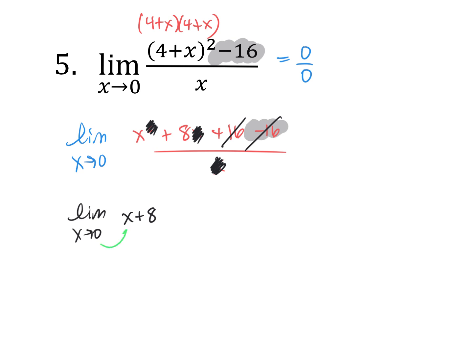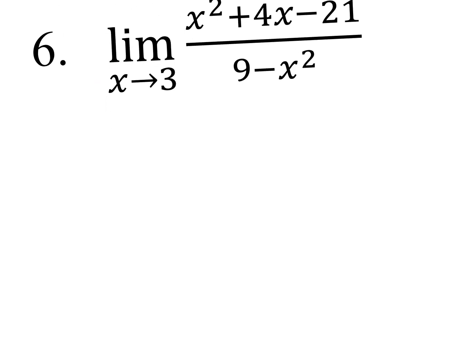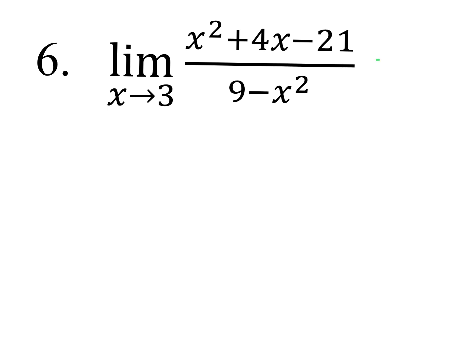What happens when I plug in 0 now? You just get 8. Yeah. Now, when we plug in 3, we're going to get 0 over 0. I want you guys to factor the top and do difference of squares on the bottom as I type this in.